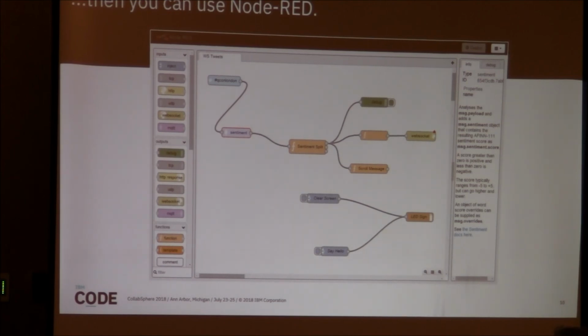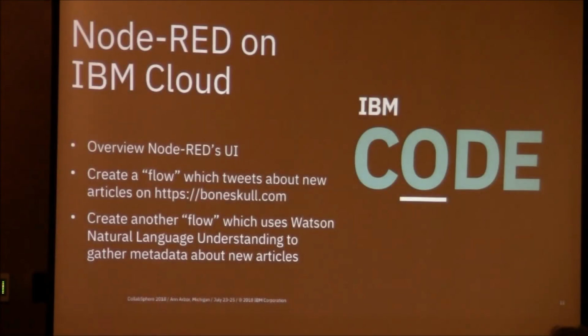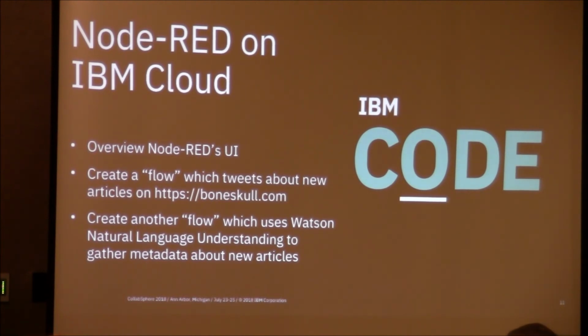You'll get a much better idea of how it works. I'm going to sit down and show it to you. What I'm going to do is three things. I'm going to do an overview of the UI. I'm going to create this flow which grabs articles from homeschool.com, my blog, and it's going to tweet the article titles. And then another flow which uses Watson Natural Language Understanding, and then I'm going to gather metadata about that article, and I'm not going to really do anything with it. I'm just going to show you how easy it is to do.